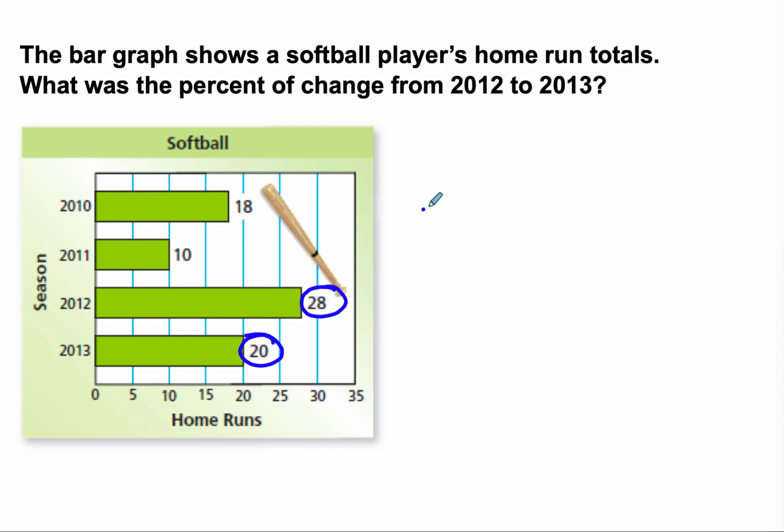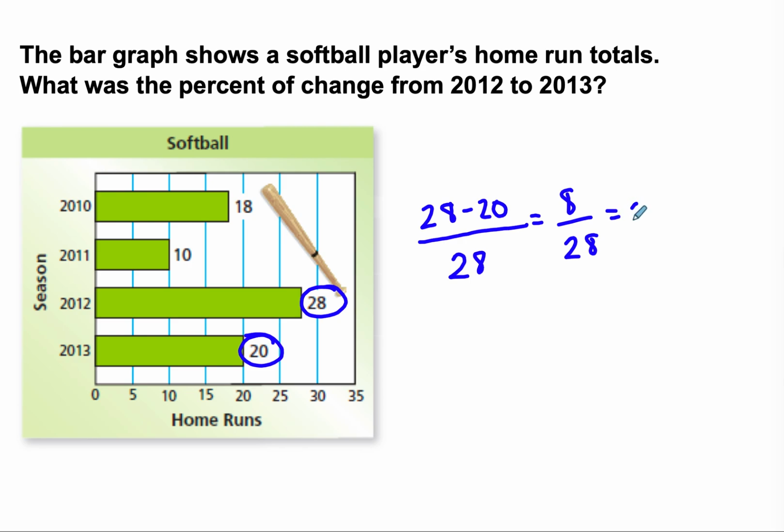All right, so let's try it. We always put the larger number first, 28 minus 20. And then we divide by what happened first. 2012 came before 2013, so 28 is going on the bottom. 28 minus 20 is 8. Then we're going to do 8 divided by 28.